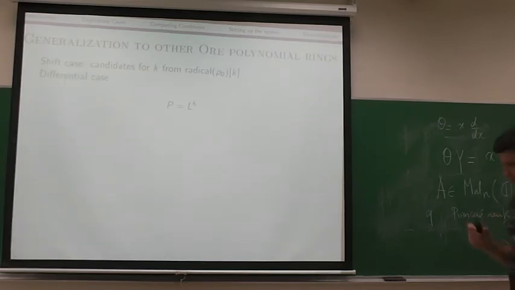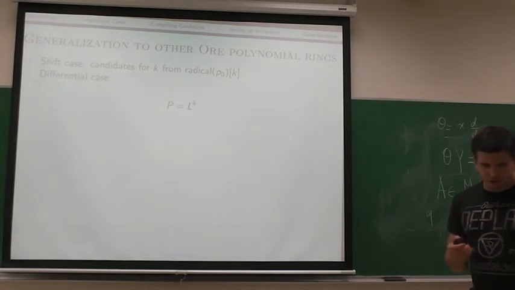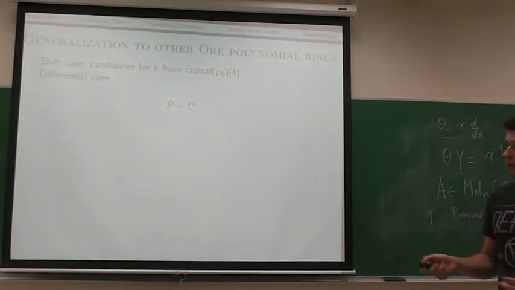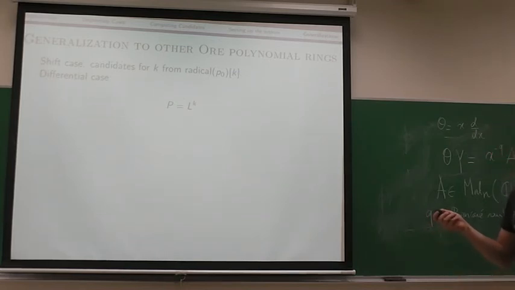Okay, so now I just treated the shift case, but this also works for the differential case. And notice, where did I use that we are working in a shift case? I only use this when I computed the candidates for k, which is when I looked at the constant coefficient. In the differential case, I can do almost the same, but I just look at the leading coefficient, which will be a power.